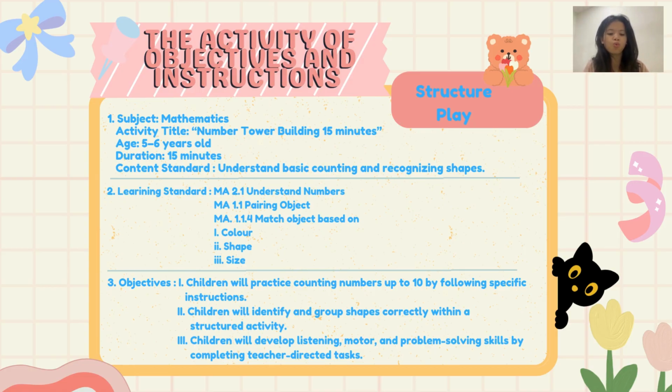The first learning standard is MA 2.1, understand numbers. Next, MA 1.1, pairing object. And the last one is MA 1.1.4, match object based on color, shape, size.